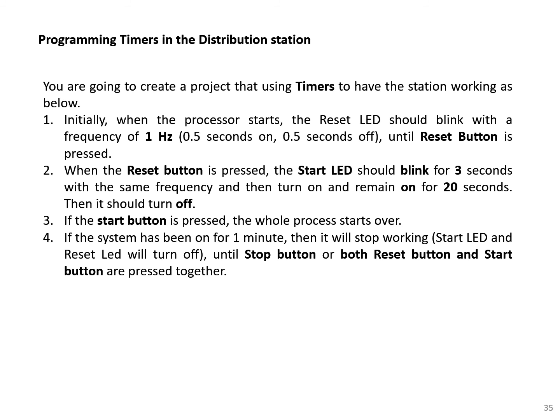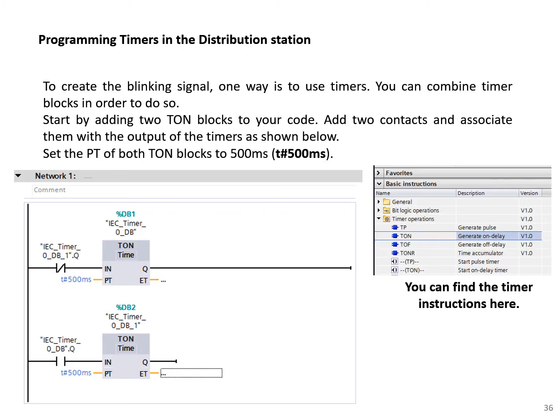So follow the instructions to learn about TIA Portal, how to program and work with the TIA Portal, plus how to work with timers. To create the blinking signal, one way is to use timers. You can combine timer blocks in order to do so. Start by adding 2 TON blocks to your code. So see, we have a TON block, drag and drop it to your code. Add 2 contacts and associate them with the output of the timer as shown below.